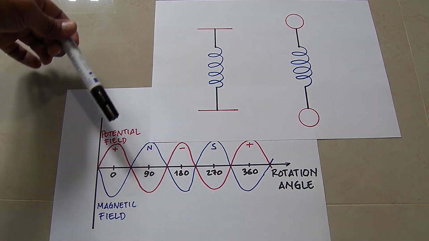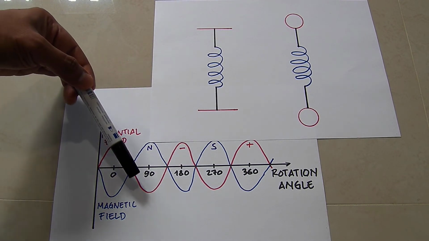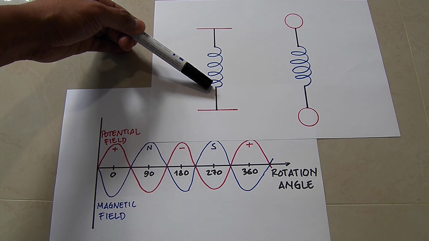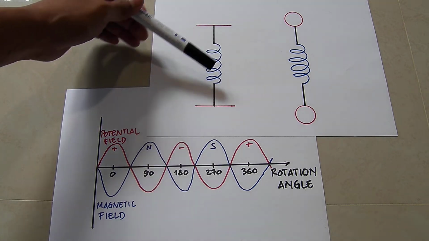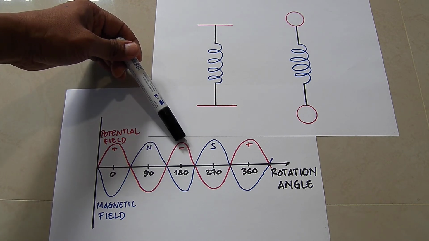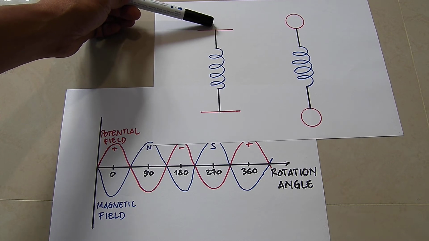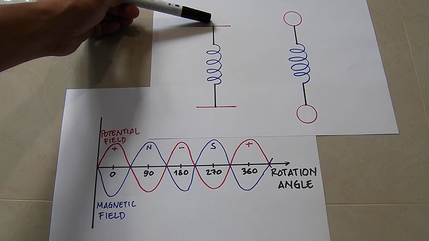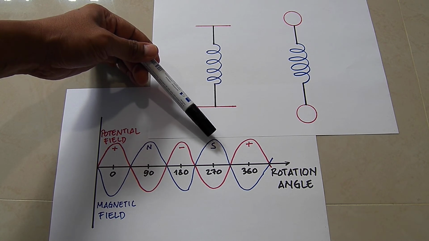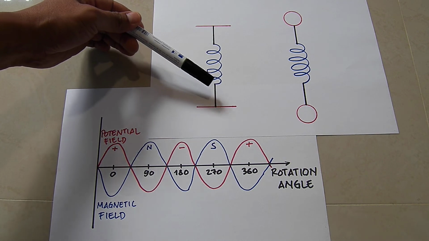Now at this time, this is a maximum positive, and then it goes down, and at 90 degree we will have maximum magnetic field. This will be north polarity, and then again we will have maximum potential field at this point, but in negative polarity, and then again at this point, 270 degree, we will have a maximum magnetic field, south polarity.